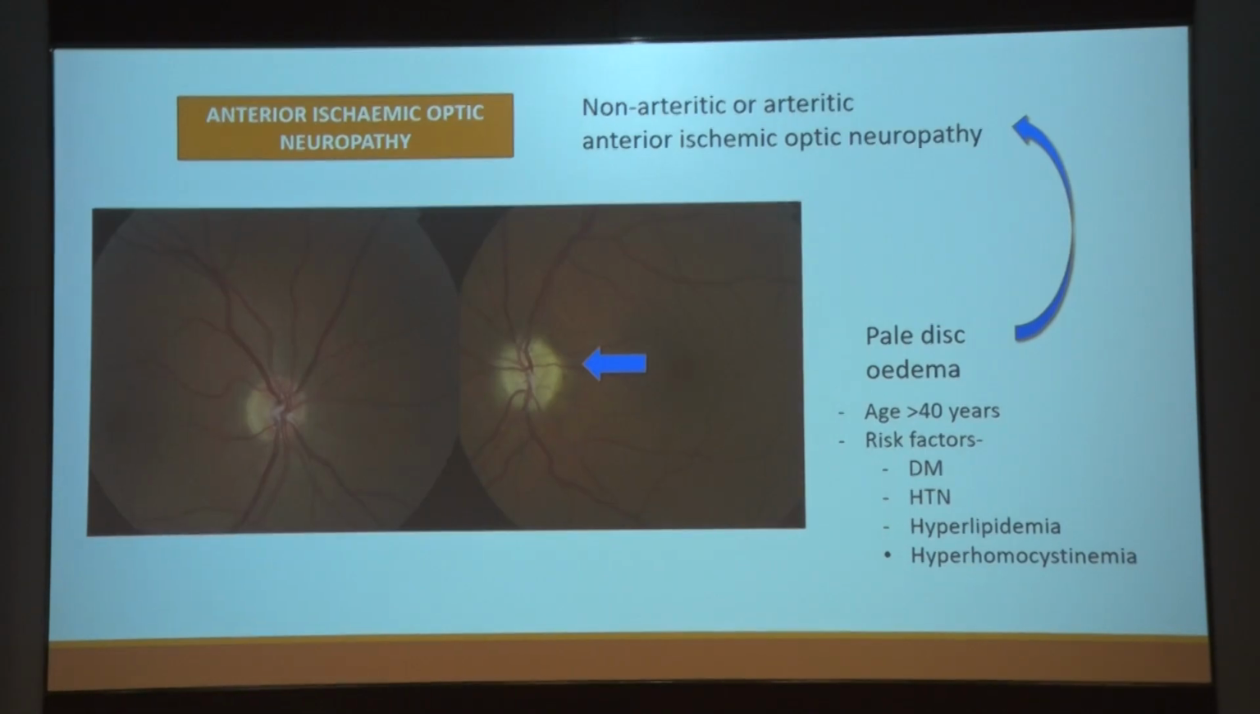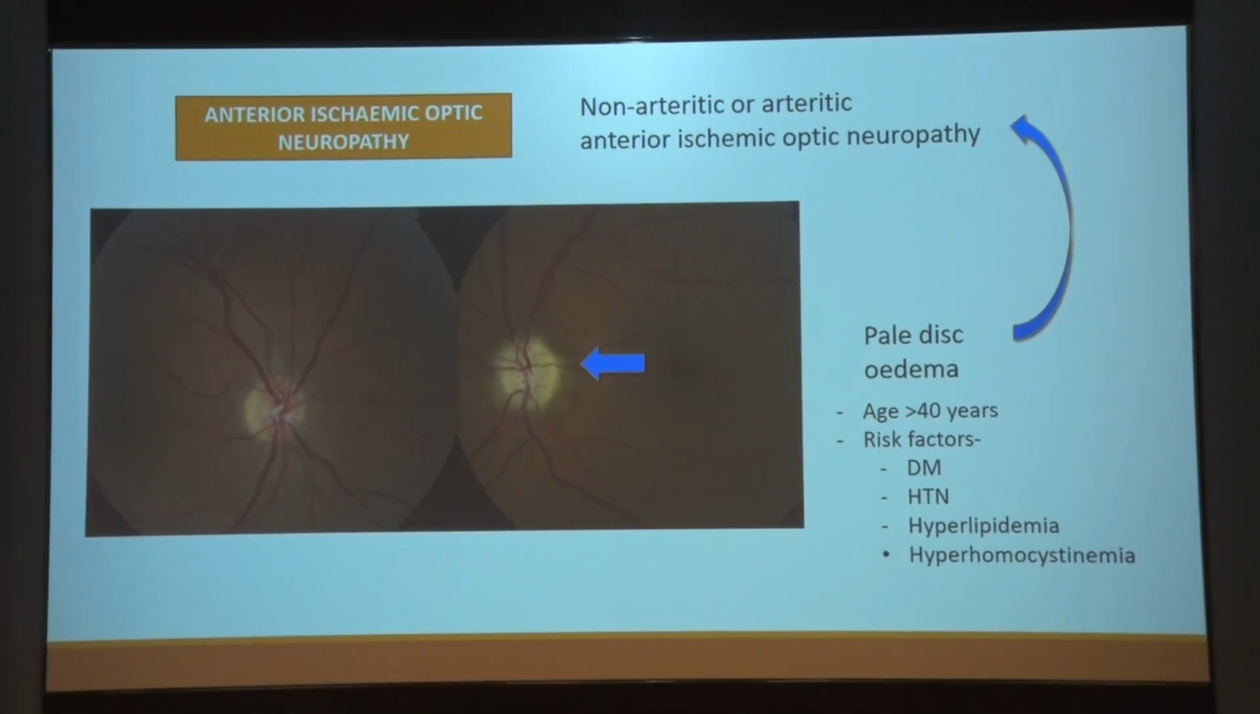NAION is non-arteritic ischemic optic neuropathy, a very common condition that you will see in elderly patients. So unilateral disc edema in an elderly patient most likely is NAION. Then the important differential for NAION is arteritic ischemic optic neuropathy. Arteritic is a medical emergency, a life-threatening condition. The management is very different for the two. For NAION, you essentially don't do anything and might give a trial of steroids if the patient is not diabetic.